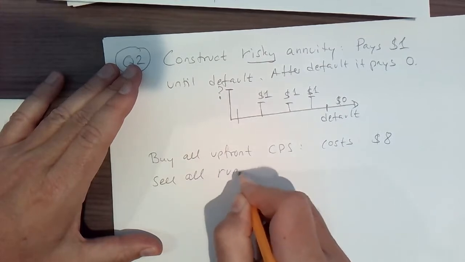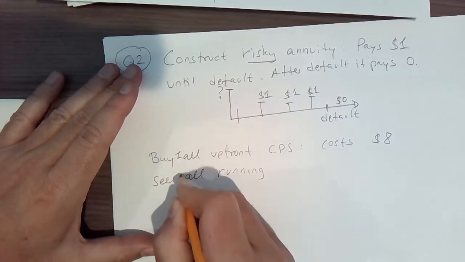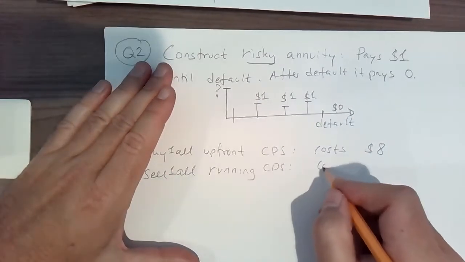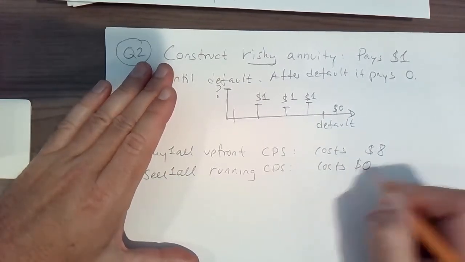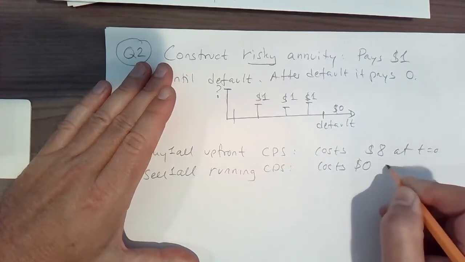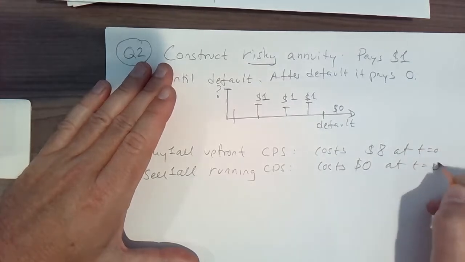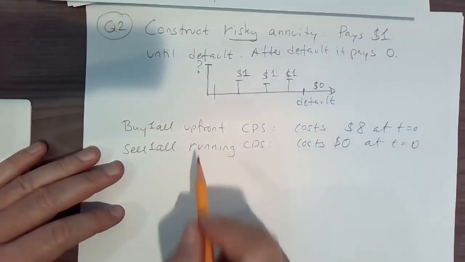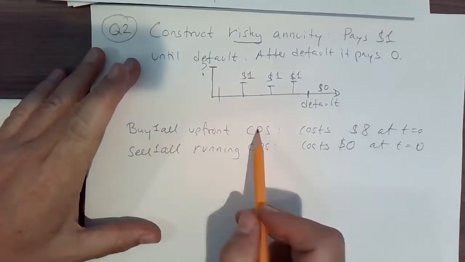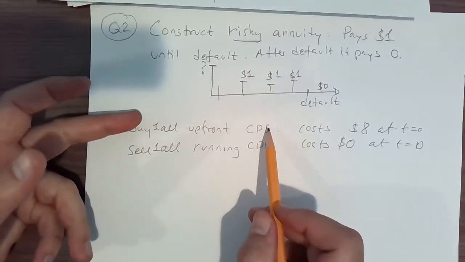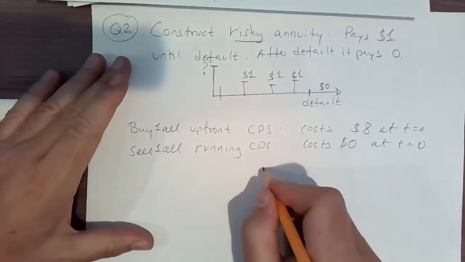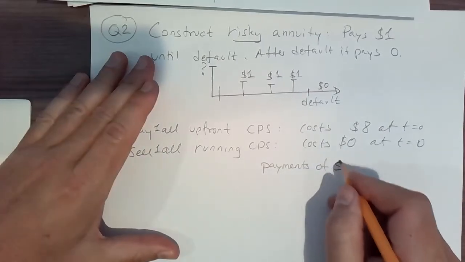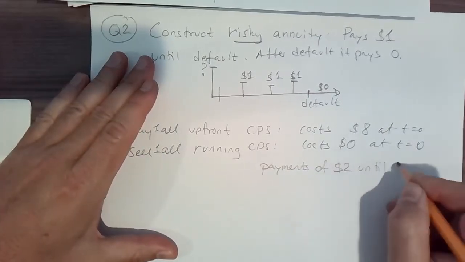So to get rid of that, I'm going to sell one all running CDS. Upfront, that costs me nothing, and this is at time zero. But now, if I sold this, if there's a default, I have protection coming in from the first one, so I just turn around and give it out. But here I'll get payments. This one here will have payments of $2 until default.